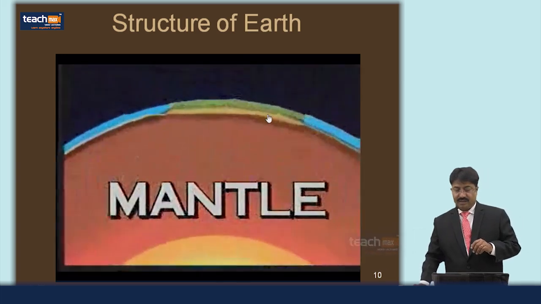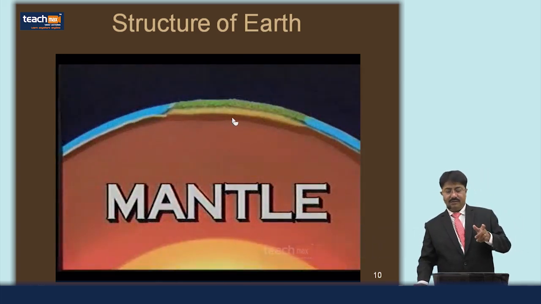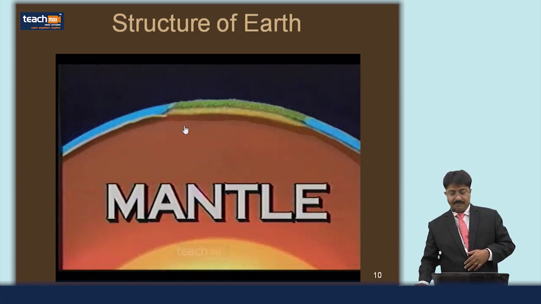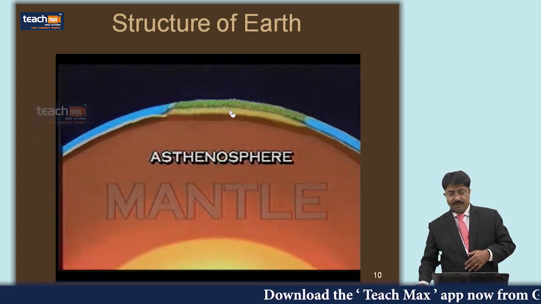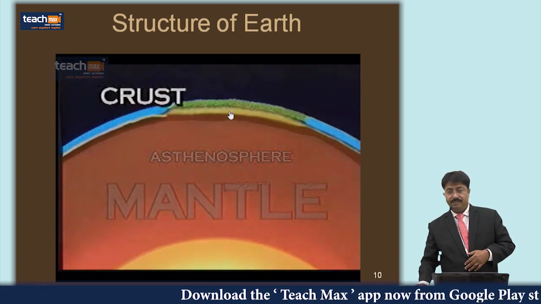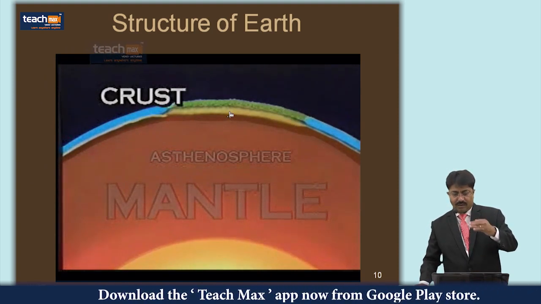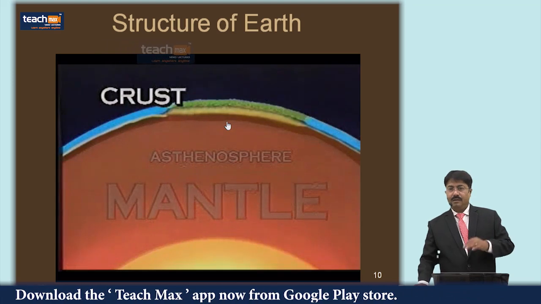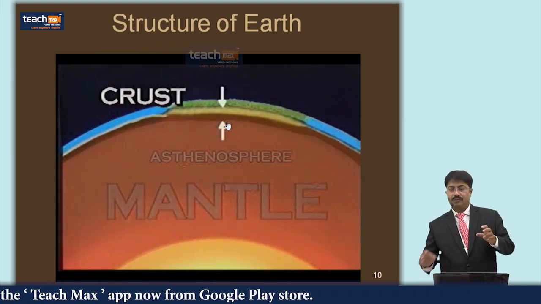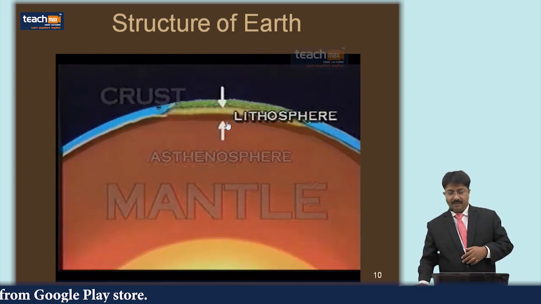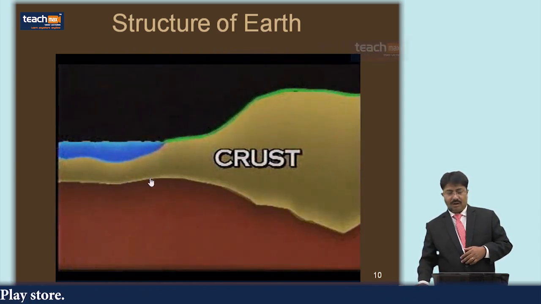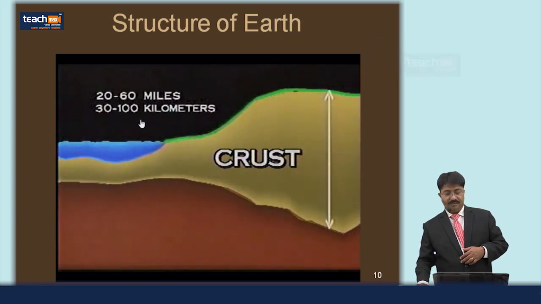The crust is divided into distinctive parts. Here you can observe the yellowish part, which is the asthenosphere, directly in contact with the mantle. This asthenosphere is near about a molten material. The total region is called the lithosphere.